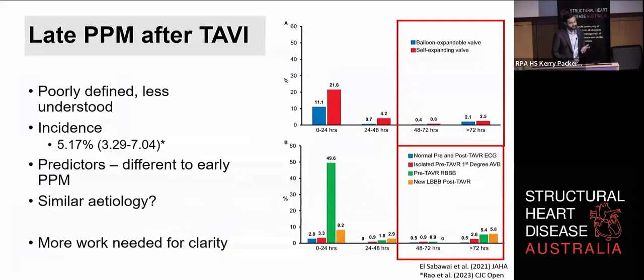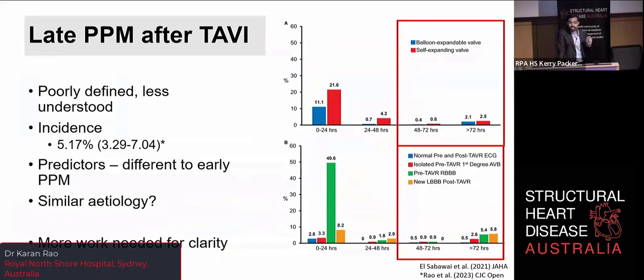One of the biggest head scratches for TAVI is late pacemakers. So the patients that everything goes perfectly well, they have no conduction abnormalities, they go home, and then a month later are back in the ED with complete heart block. This is much more, well, it's poorly defined. What is a late pacemaker? Is it after 48 hours? Is it after discharge? Is it after a week? The literature doesn't really grasp this concept very well yet, and it's less understood.